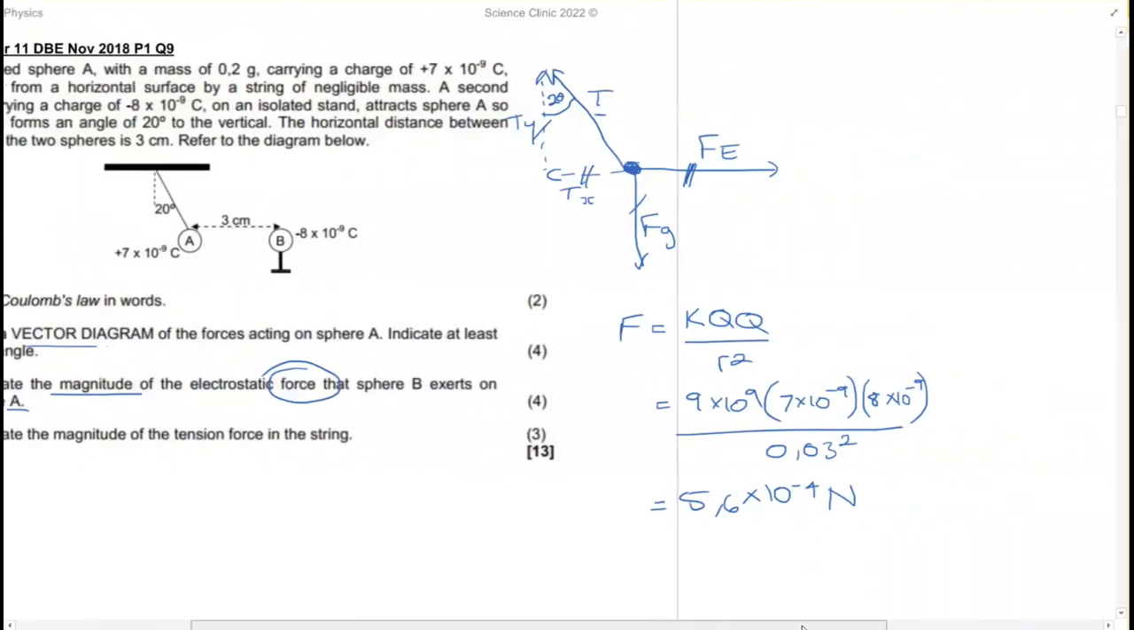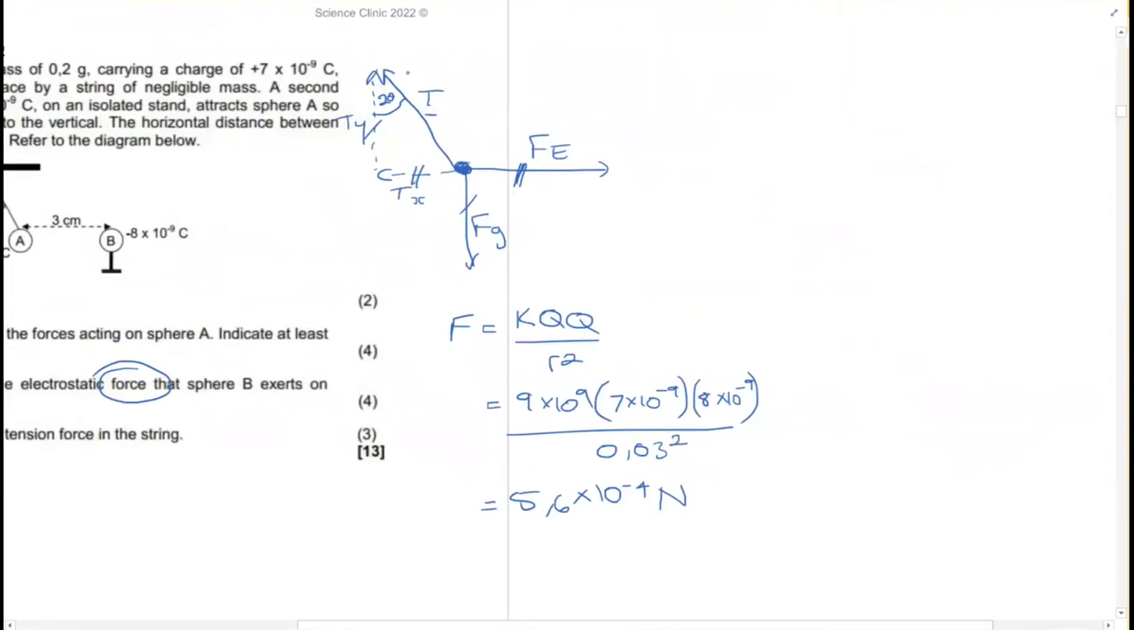I'm just going to move this up a little bit. Okay, if you look at this triangle over here, so your tension triangle, your Tx is equal to the electrostatic force. So Tx equals Fe because the whole thing is balanced. So if you go Tx over T, in other words, opposite over hypotenuse, I'm working from the 20-degree angle. Opposite over hypotenuse, that is sine of 20. So this is the value 5.6 times 10 to the minus 4, that's what we just calculated, over tension equals sine 20.